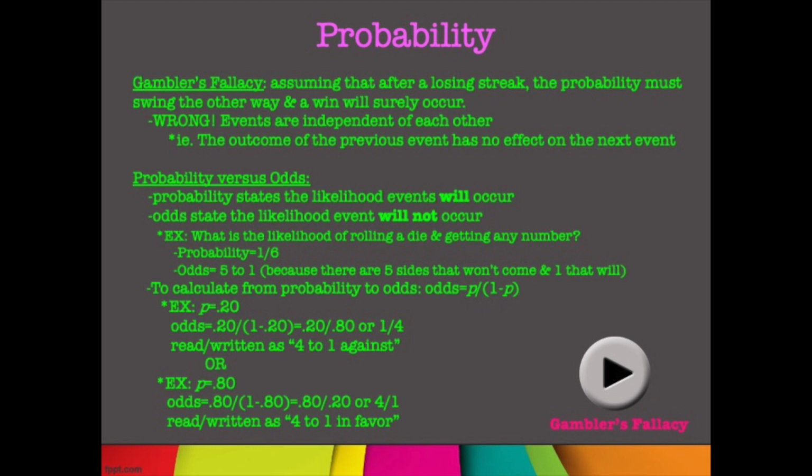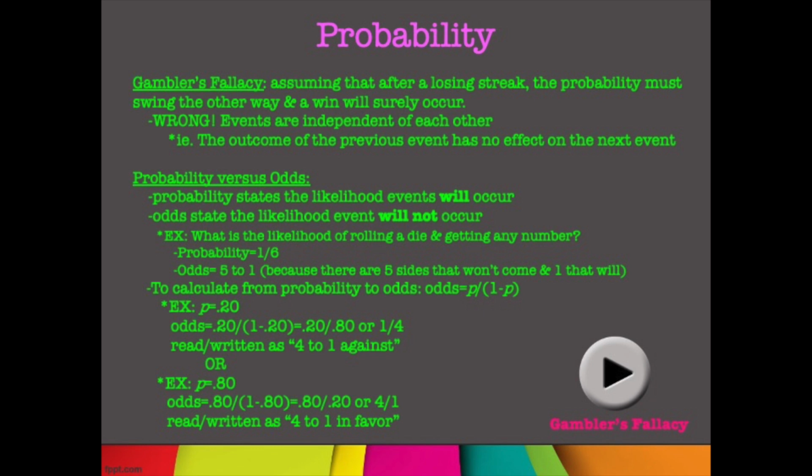So to calculate from probability to odds, you use the formula there on the slide, P divided by 1 minus P. So for example, if you're given a p-value equal to 0.20, you would just plug that into that formula there and reduce the fraction.